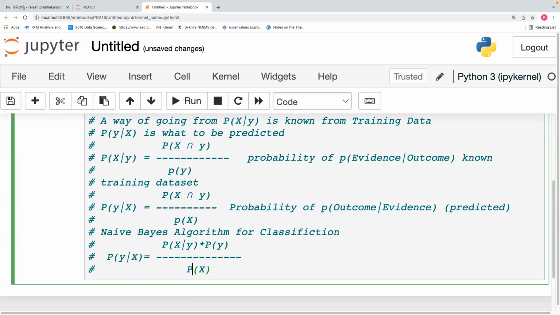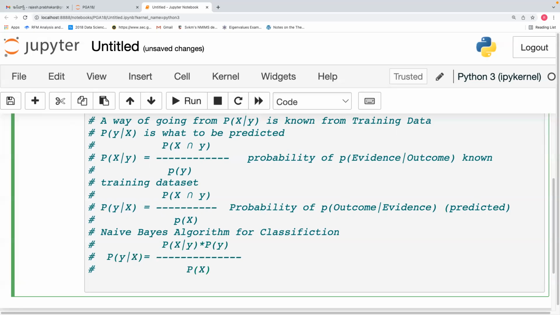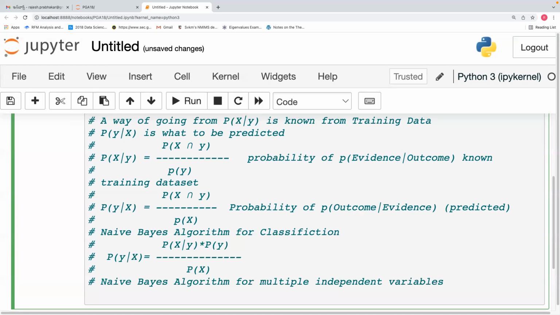The naive Bayes algorithm for classification in machine learning is probability of Y given X is equal to probability of X given Y into probability of Y divided by probability of X. This is if you have one independent variable. Now the naive Bayes algorithm for multiple independent variables. Generally, we have multiple, right? We have multiple independent variables. It is this.